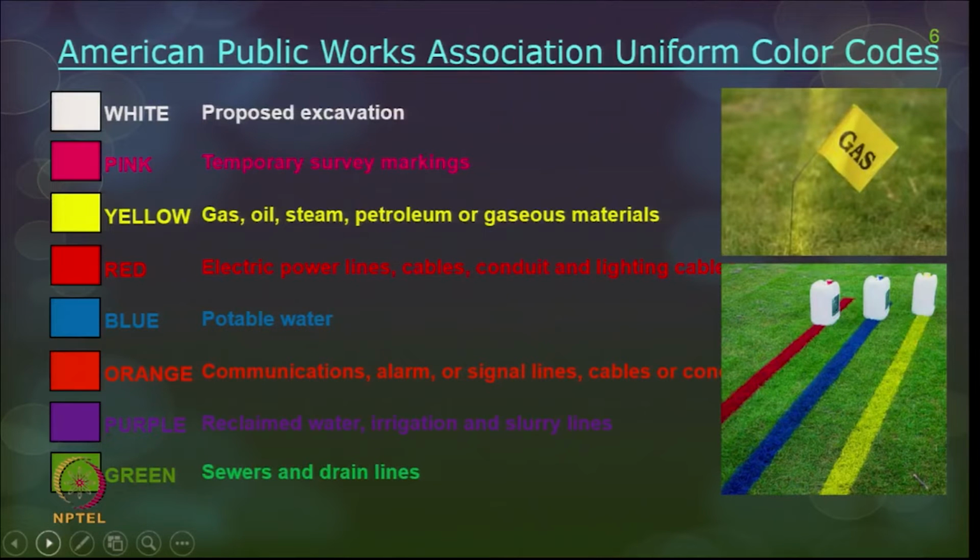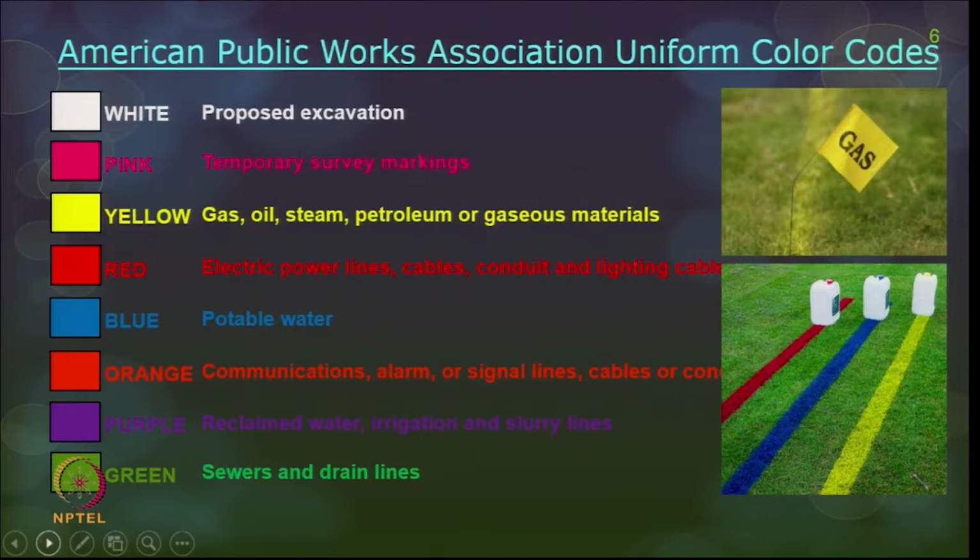Once you have identified all the utilities, the next step is to mark those utilities onto the ground. There are some color codes and color symbols for marking all those utilities on the ground. You can use a flag, as shown in the figure here. You can either put color flags and say that these are the lines where utilities are available, or you can also apply spray paints and show that the utilities are available.